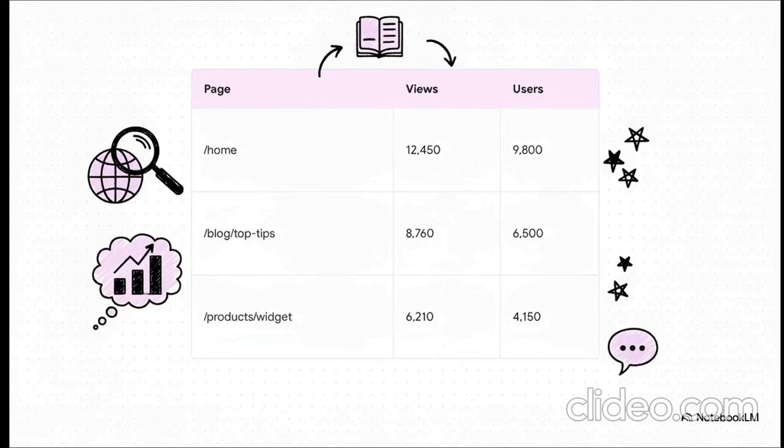You get a simple table that shows your top pages by views and users. And with just a single glance, you can see if it's your homepage, a specific blog post, or maybe a product page that's the real star of the show. I'm telling you, this is pure gold for your content strategy. It tells you exactly what kind of stuff to make more of.